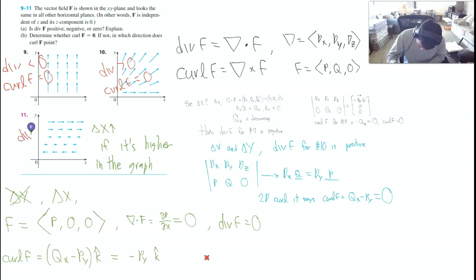Div f is equal to 0. Curl f is equal to, I just want the direction, right, so negative py in k hat. Or you could say it's py in negative k hat. Okay, that's the answer.